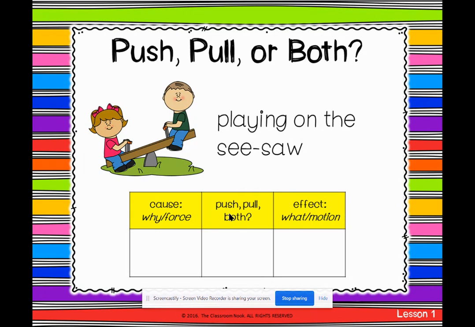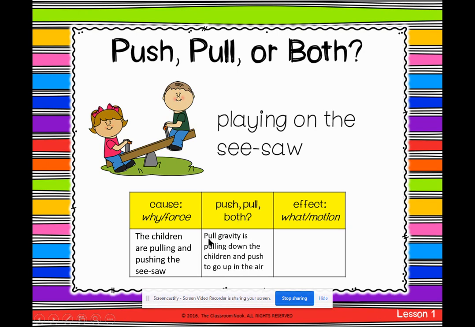All right, welcome back, and let's take a look at the possible answers. What's going on? What are the kids doing? Okay, well, the kids are pulling and pushing the seesaw. The pull is going to be gravity pulling them down, and the pushing is the pushing your legs up off the ground to get the end to go up. So the children are pulling and pushing the seesaw.